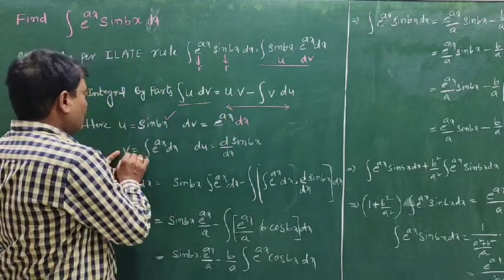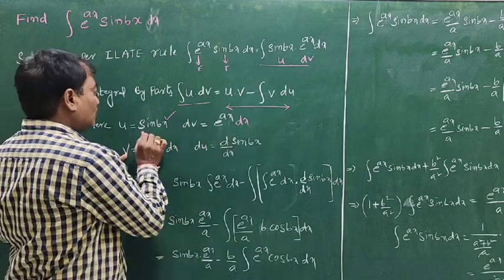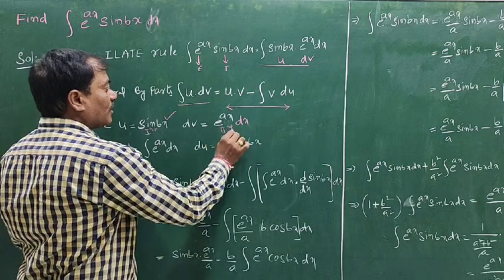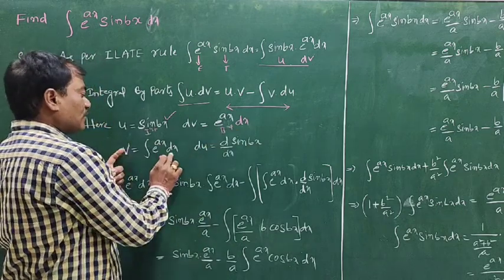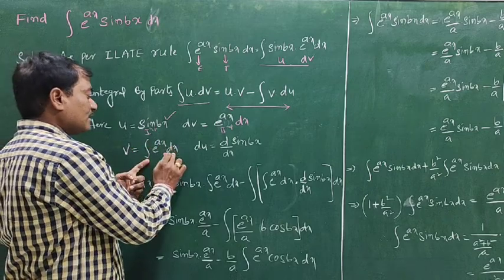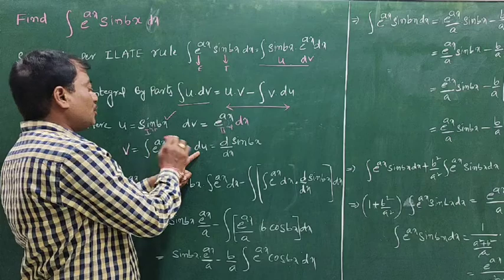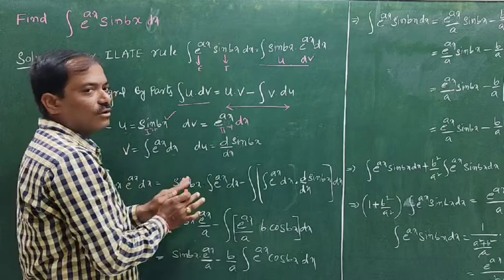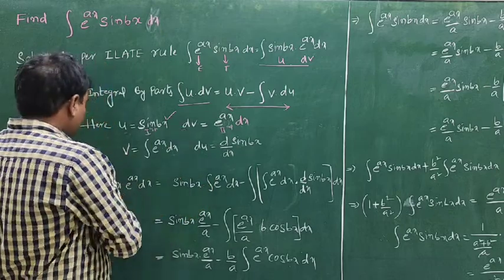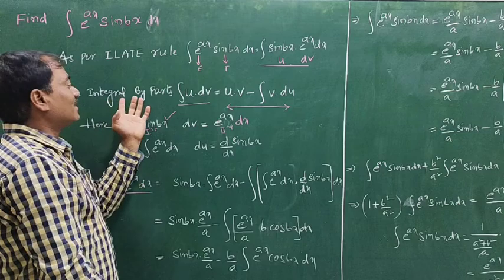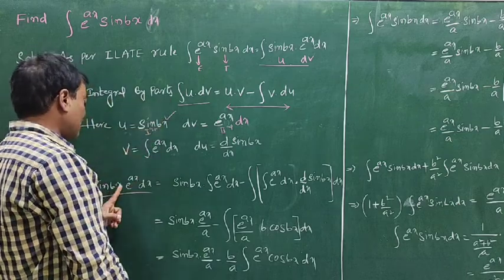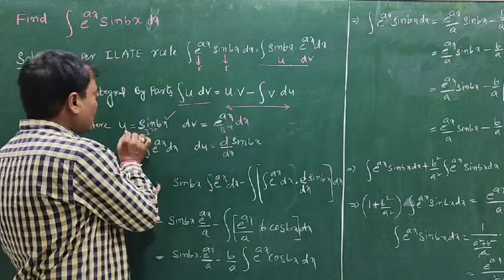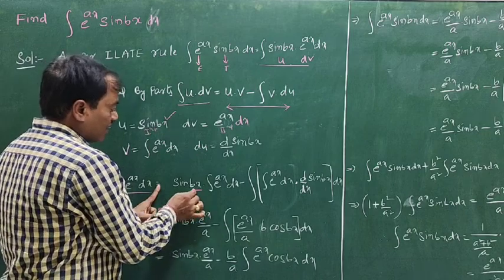And what is v? This is called the first function, and this is called the second function. So v means integration of the second function, that is, integral e power ax dx. Now du means differentiation of the first function, so we write d by dx of sine bx. Now we find this integral value by integration by parts. So integral sine bx into e power ax dx equals, first we write u, which is sine bx.